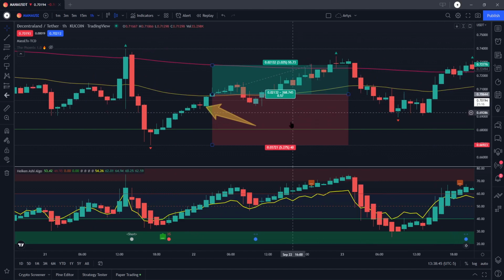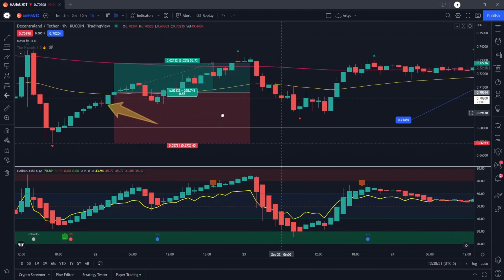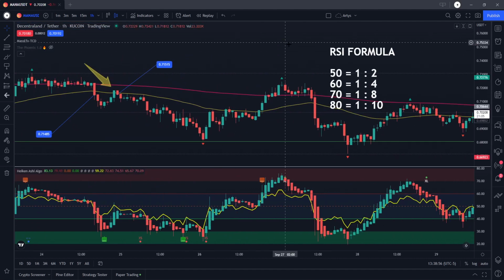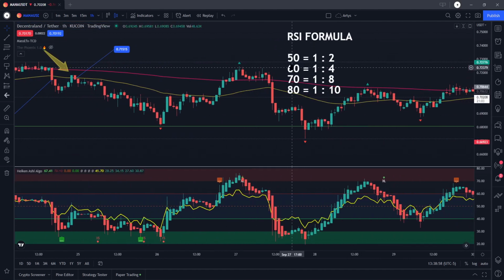Okay, your risk is 2 times the size of your reward. Now, again, let me just phrase that again for you. The RSI formula in the 50s is a 1 to 2 when you're going with the trend. It's a 1 to 1 if you're going against the trend. Now, these other numbers, the 60, 70, 80, I'm going to have to put that up in a different video because this one is going to get too long for you guys to even want to rehearse this.